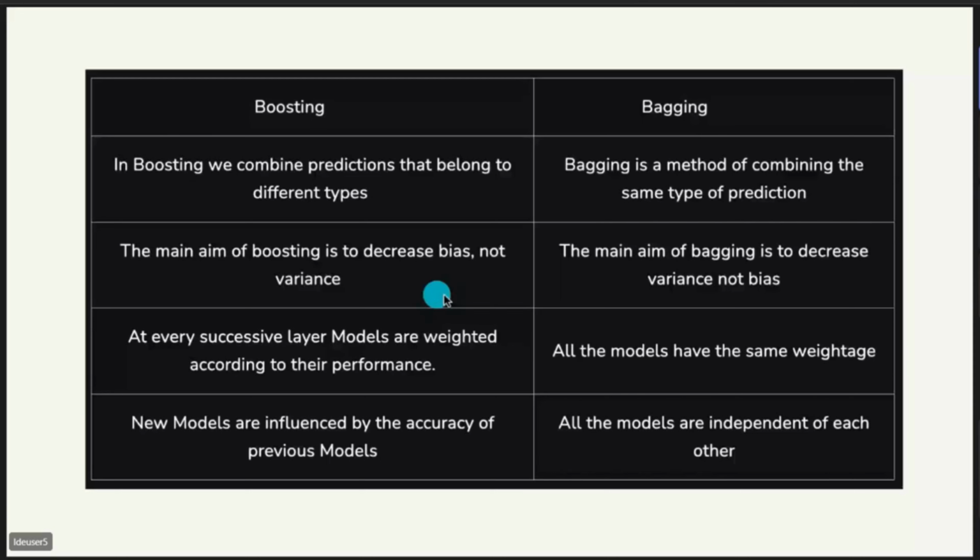So here the main aim of boosting is to decrease the bias rather than the variance, whereas in a bagging algorithm the variance is tried to reduce rather than the bias. And at every successive layer, models are weighted according to the performance. Here all the models have the same weightage. Okay, now in random forest what did I say? If there are 10 trees, we consider the output of all 10 trees, and from that we apply the majority and take it, right? Which means I'm giving equal opportunity to all the trees.